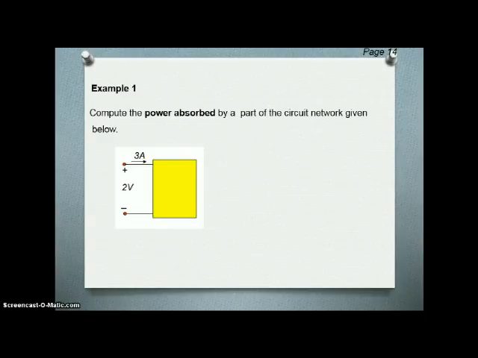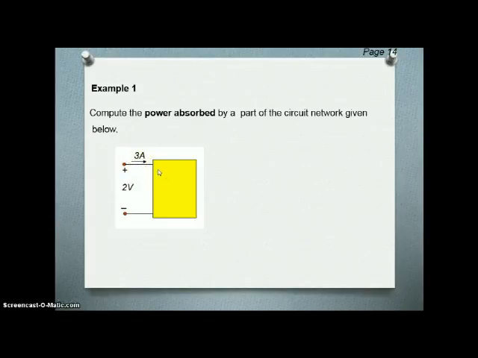Let's have some examples. In the first example, you are asked to calculate the power absorbed by the part of the network shown below. Since the voltage and the current information is available, we just need to look at what the question is and what the actual situation is. The question is to calculate power absorbed. As per the definition of power absorbed, the current should flow into the positive terminal. And if you look at the situation here, you can find that it is actually flowing inside the element.